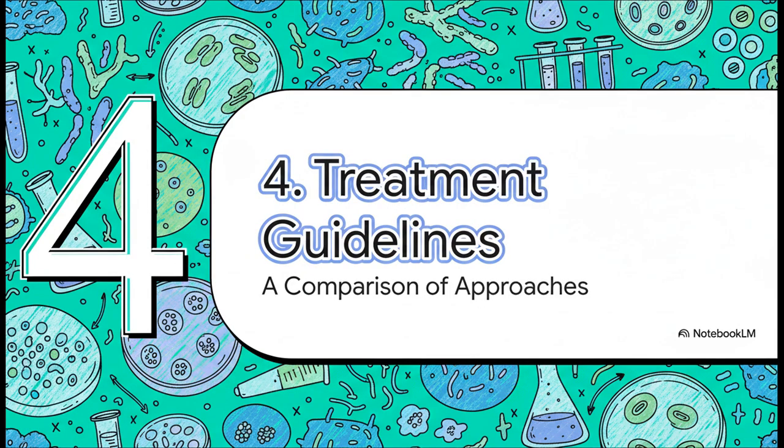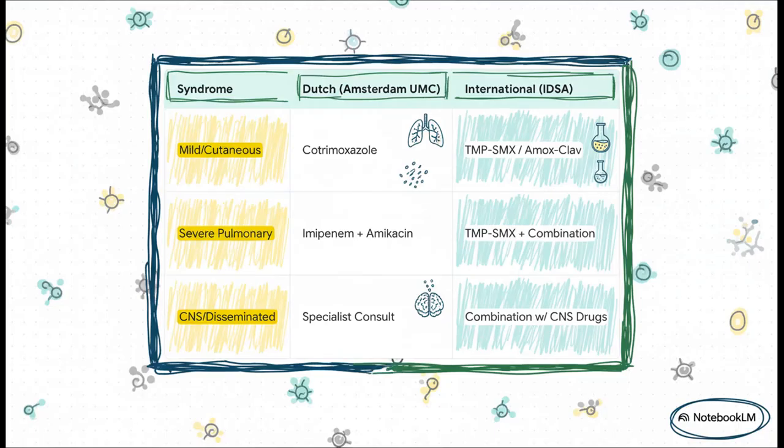How do we actually manage these really complex infections? Let's jump into Section 4 and compare some of the different guidelines out there. Okay, so here we can see a comparison between different approaches. For the straightforward, mild skin cases, pretty much everyone agrees. Oral monotherapy, usually with trimethoprim-sulfamethoxazole, is the way to go. For severe infections, again, there's consensus on starting with aggressive IV combination therapy.